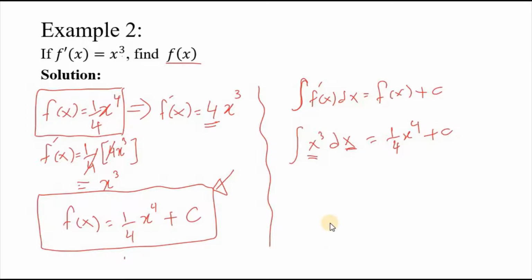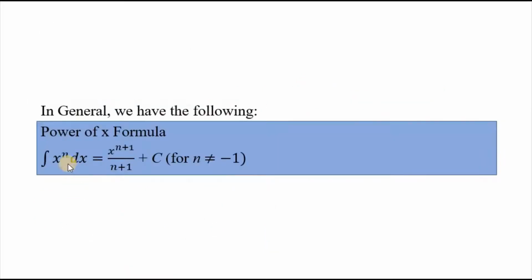This process is kind of hard when you think backwards, but luckily for us, we have a simpler formula to follow so we can get to the answer faster. We don't need to complicate things that way. We can just rely on that formula and we will be done. That formula is called the power of x formula: the integral of x raised to any power n dx is equal to x to the n plus 1 over n plus 1, plus c. We add 1 to the power, divide by the new power, and add a constant. And that works for all n except for when n is equal to -1. We have a different formula for that.